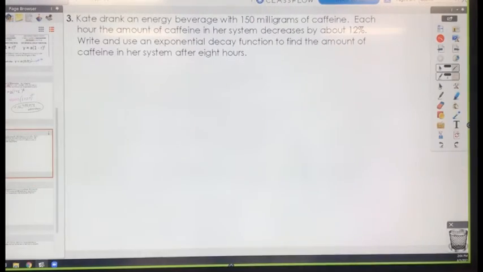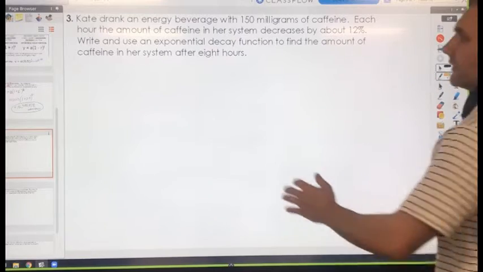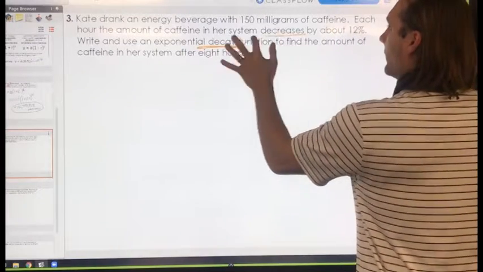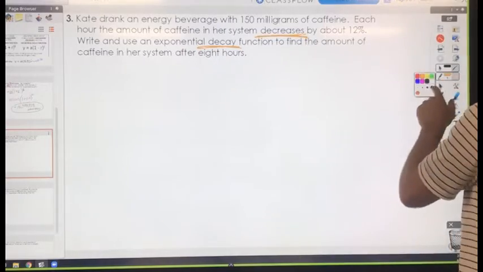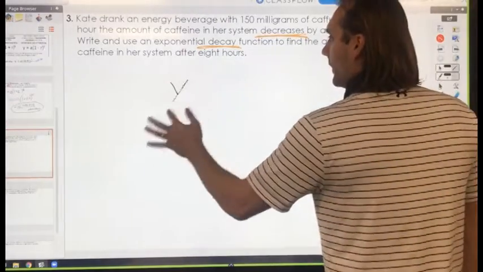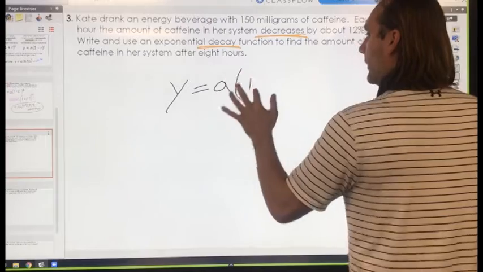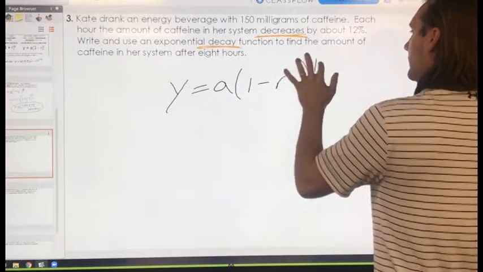Kate drank an energy beverage with 150 milligrams of caffeine. Each hour, the amount of caffeine in her system decreases by 12%. Write and use an exponential decay function to find the amount of caffeine in her system after 8 hours. So the key thing here to tell me about a decay is the word decreases. So I'm going to use that y equals a times 1 minus r to the t.